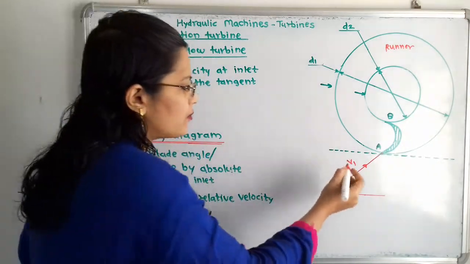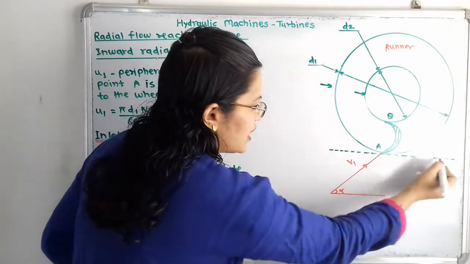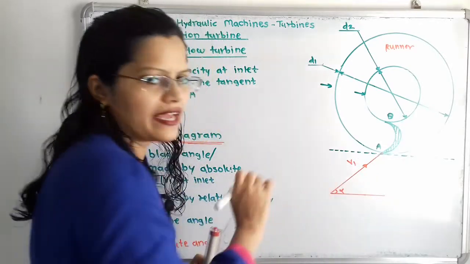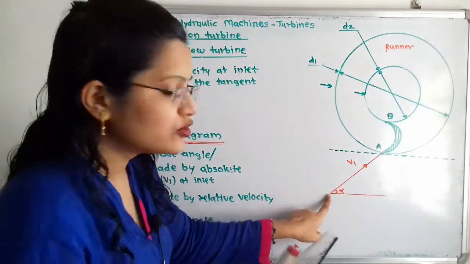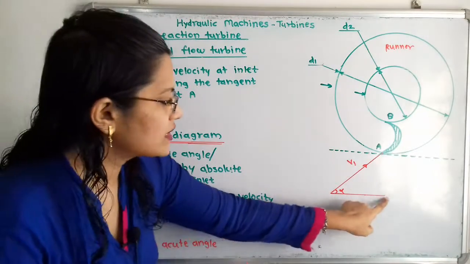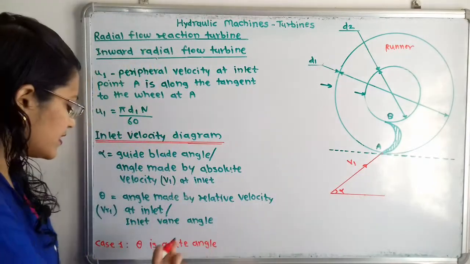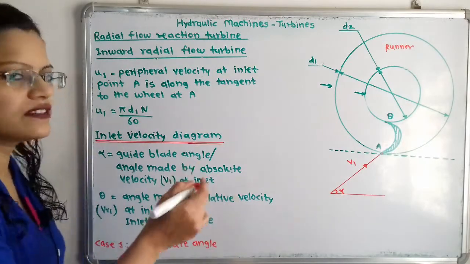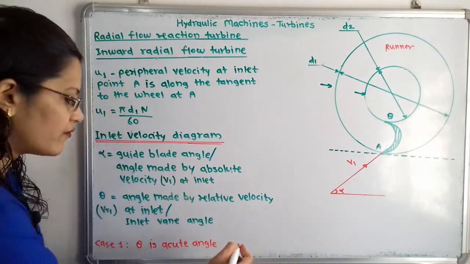So now if we observe, this is the tangential line to the point A and this line is parallel to this tangential line. So we can show here the velocity u1 along this line. And when this theta is acute angle, what is the condition? That is the whirl velocity at point 1.